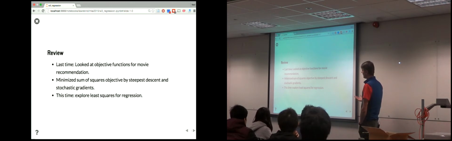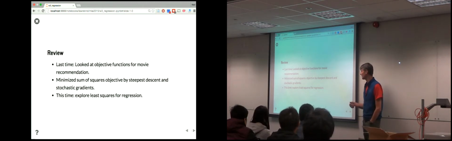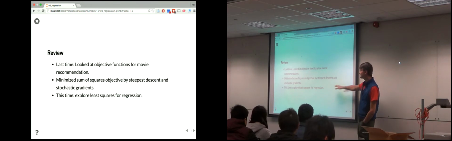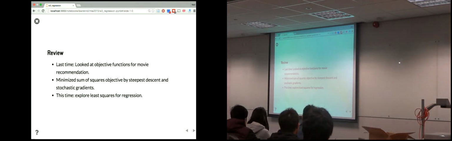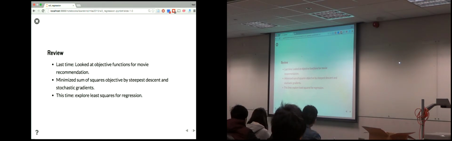So what you did in the lab last time is we looked at movie recommendation and matrix factorization, and you minimized the sum of squares objectives by steepest descent and stochastic gradient descent. Actually, stochastic gradient descent is a good way of doing that because the data is very sparse. You didn't have recommendations for every individual.